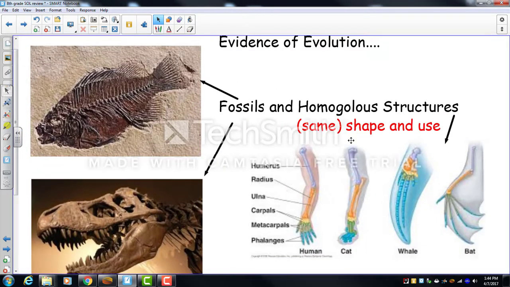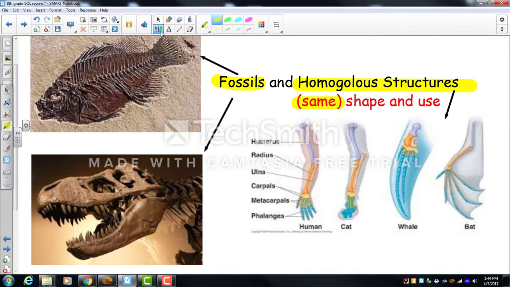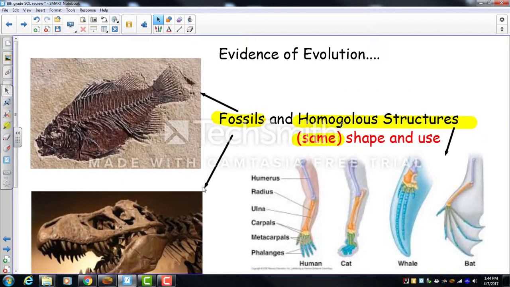Evidence we have, remember this word? Homologous structures, homo. There's the prefix homo again, which means the same. Homologous structures are like basically the same shape, and they're used for the same purpose. We also have fossils, obviously, as evidence. We know that all of these organisms, like dinosaurs, used to live on Earth. We can sort of even now study the DNA that we find in fossil remnants.